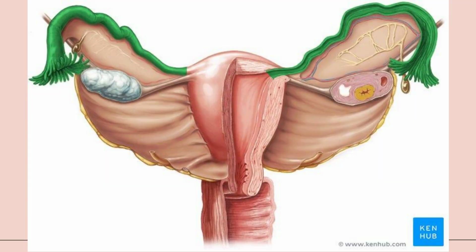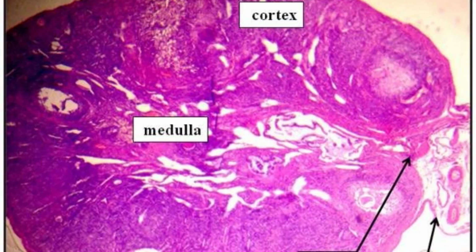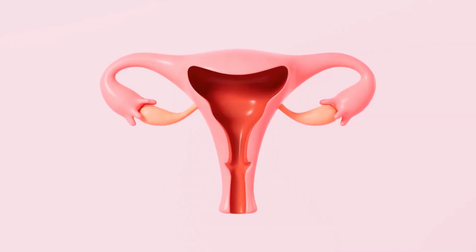There are 2 ovaries. Each ovary weighs approximately 10 grams and is almond-shaped. The ovaries are fixed by ligaments that connect them to the uterus and peritoneum. The outer part of the ovary is called the cortex, while the inner part, which is highly vascularized and innervated, is called the medulla. Let's turn our attention now to the uterus.